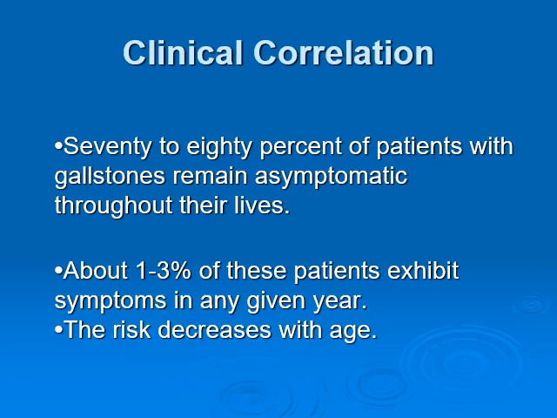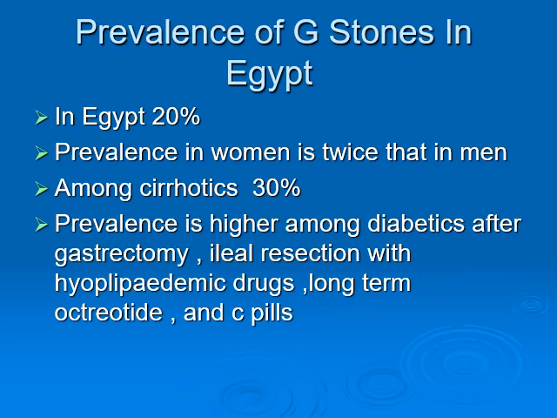The clinical correlation: 70 to 80% of patients with gallstones remain asymptomatic throughout their lives. About 1 to 3% of these patients exhibit symptoms in any given year. The risk decreases with age. In Egypt, 20% of the population have gallstones. Prevalence in women, as I mentioned, is twice that in men.